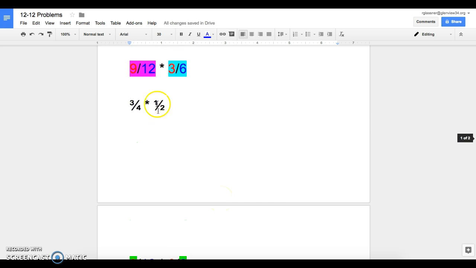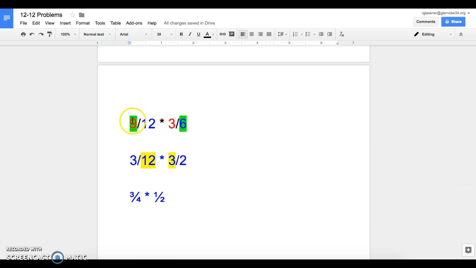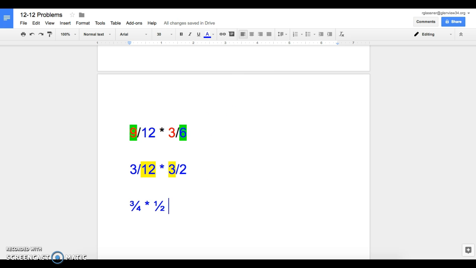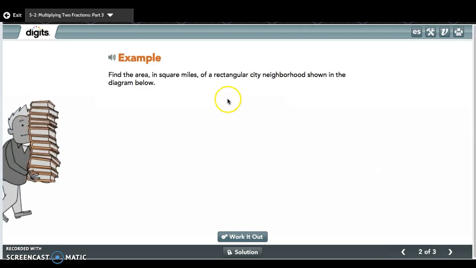3/4 times 1/2, look, the same exact thing that we got if we simplified numbers from the same pair. If I simplify from the 9 and the 12 first, I get 3/4 times 1/2. And if I simplify from the numerator on the left and the denominator on the right, you still end up with 3/4 times 1/2. So what does this mean? That means you can simplify from the opposite pair, denominator and numerator, diagonally, or you can do it from the same pair. So you have options. In your companion book, you have this.